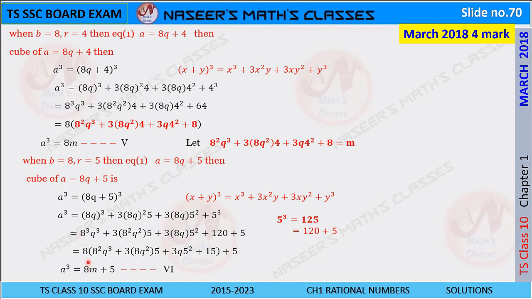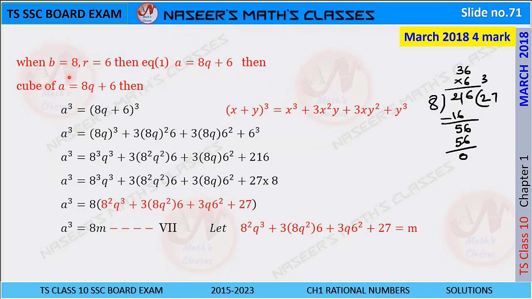Then we can write it as 8 times (8 square q cube plus 3 times 8q square times 5 plus 3q times 5 square plus 15). Let this one be m. Then we can write a cube is equal to 8m plus 5. Let this one be equation 6.